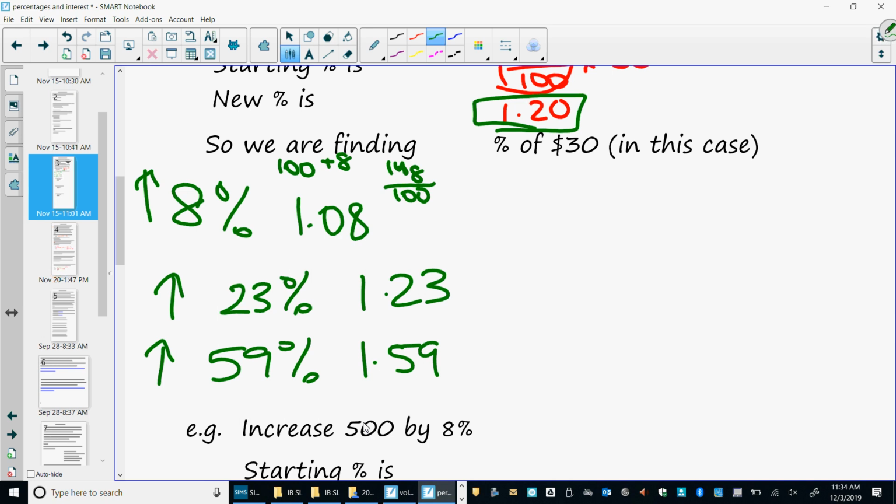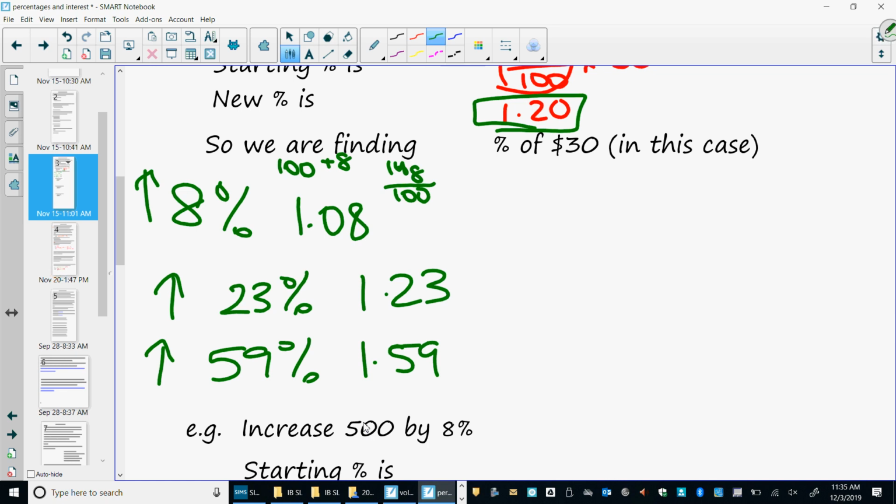Sarah? I have a quick question. For the one up at the top, like Amy said, it wasn't finished. It was 1.20. Would we do anything else with that? What did we say we would do with that? We would multiply it by the number we're trying to increase. So what were we trying to increase? 30. So you do 1.20 times 30, and that'll give you the answer, 36.